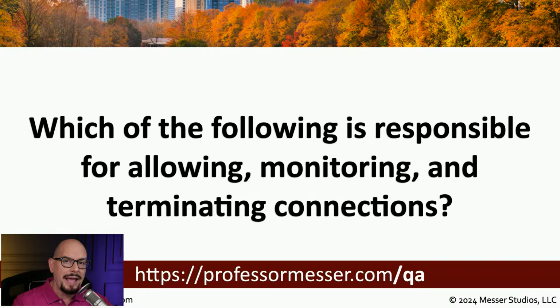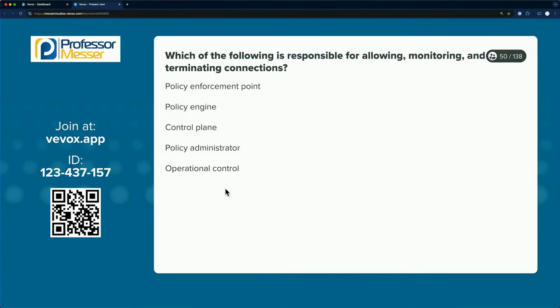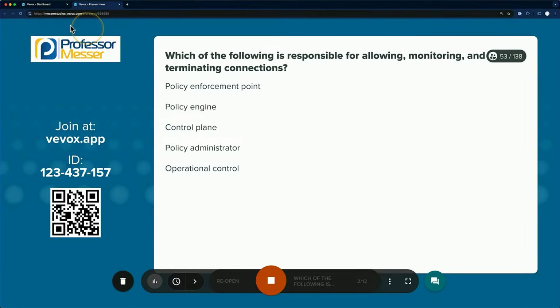The rules that we have in our chat and in our live stream are please no answers in the chat room. Please no hints in the chat room. Instead, you want to go to that URL. The question again asks, which of the following is responsible for allowing, monitoring, and terminating connections? Is it a policy enforcement point, a policy engine, a control plane, a policy administrator, or an operational control?